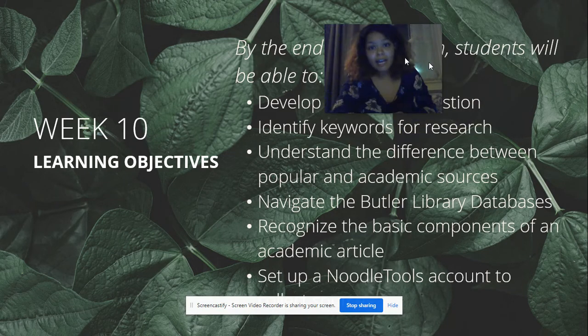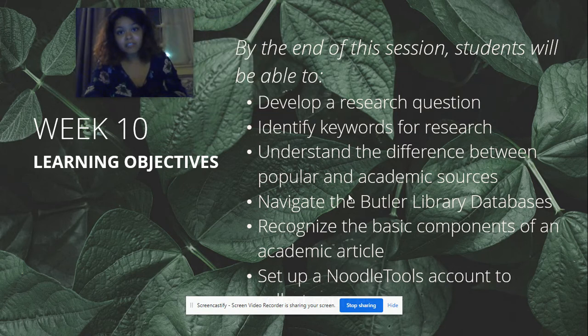Now, as we would do in face-to-face class, I want to start off by laying some learning objectives out for you. So by the end of the session, which for us is going to be the full week since we are no longer meeting once a week, I would like for you to be able to A, have an organization picked out. Don't even have that one on here. B, develop a research question.